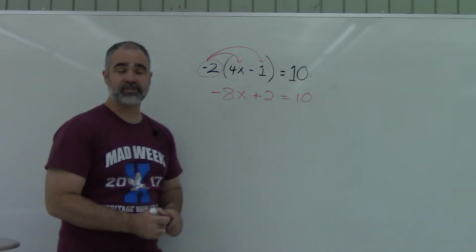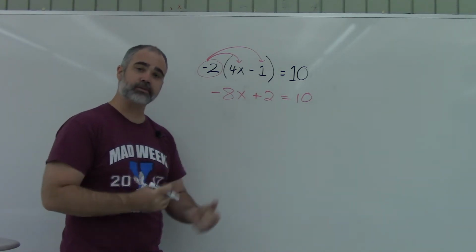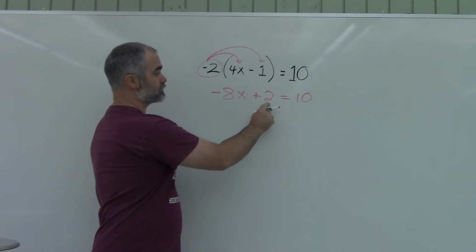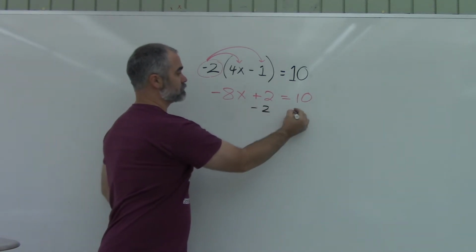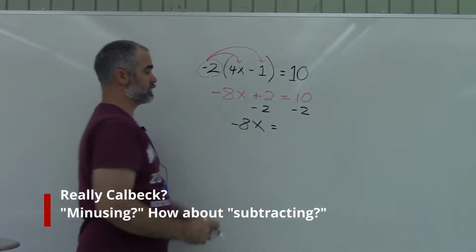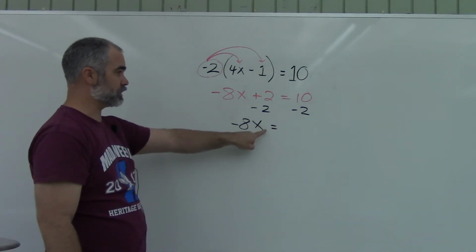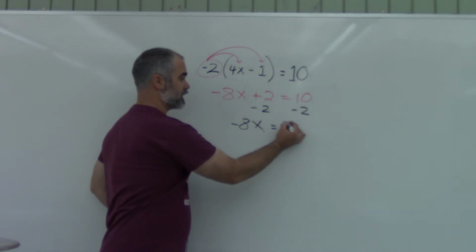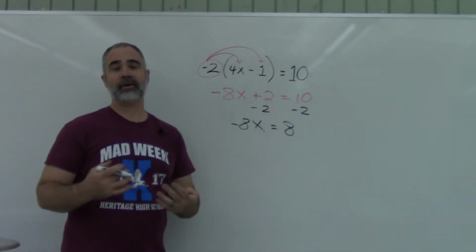We're just going to do the opposite, and we're going to do it to both sides because that's what the golden rule says. Plus 2, the opposite is minusing 2. Negative 8x. And again, these cancel out, so I don't have to write anything there. 10 minus 2 is positive 8. Now I have a negative 8x.